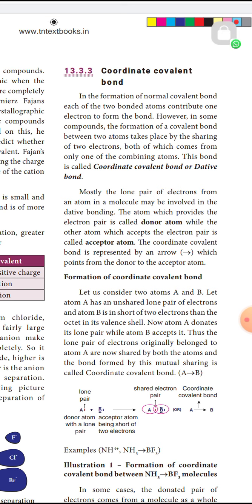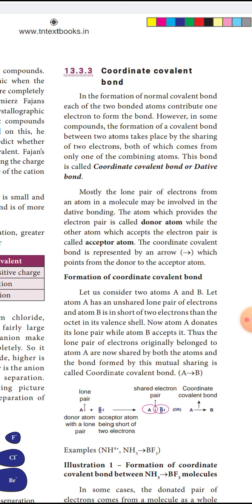The formation of some covalent bonds takes place by sharing electrons which come from only one of the combining atoms. What is that? Formation of a covalent bond between two atoms takes place by the sharing of two electrons, both of which come from only one of the combining atoms. So this is called a coordinate covalent bond or dative bond. That is, the shared pair of electrons is coming from a single atom.